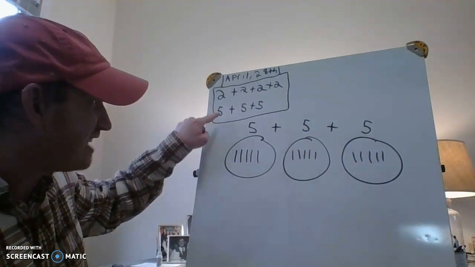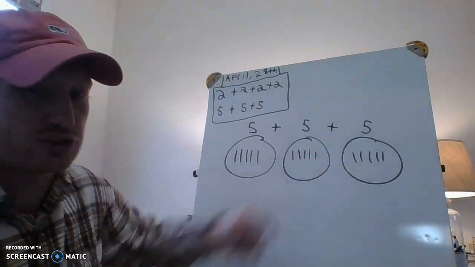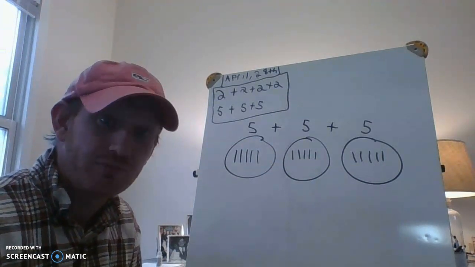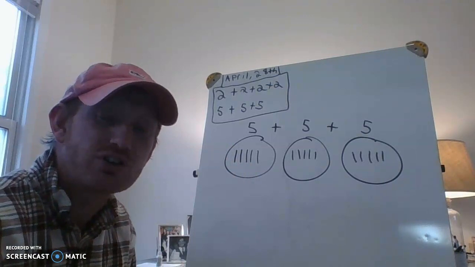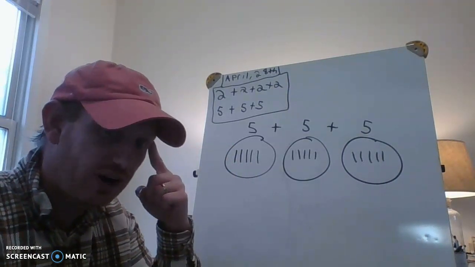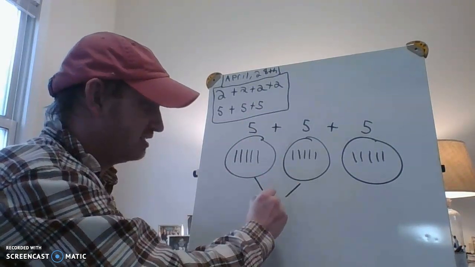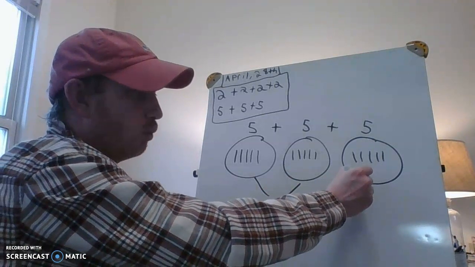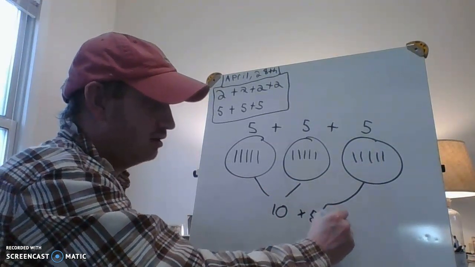So these are the same thing. 5 plus 5 plus 5 and these three groups, those are the same thing. So now we can use those to help us solve the problem. Either we can try and do some quick math in our head. 5 plus 5 is 10. And then if you add one more 5, it's 15.